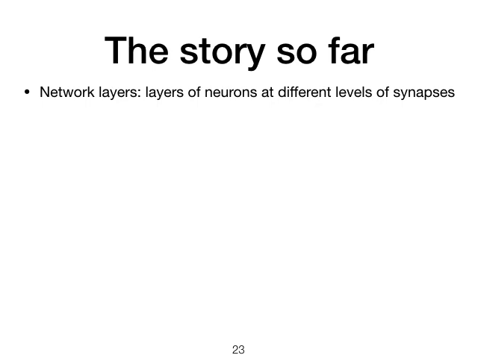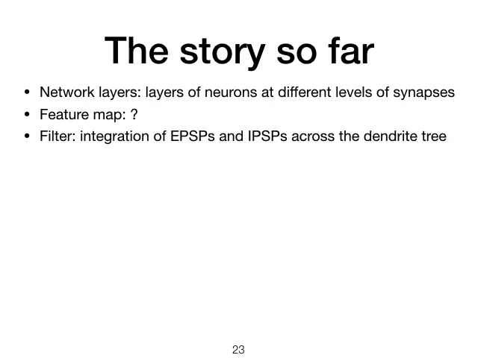Okay, so just to remind you how all of this relates to the systems we were looking at in the last lecture, okay? Network layers in biological networks are layers of neurons at different levels of synapses. That's to say, from one synapse away from the retina to two synapses away from the retina, three synapses away, and so on. Okay. Feature map, we've kind of ignored so far. We're going to look at that in a minute. Okay. A filter basically is expressed as the integration of excitatory postsynaptic potentials and inhibitory postsynaptic potentials across the tree of dendrites.